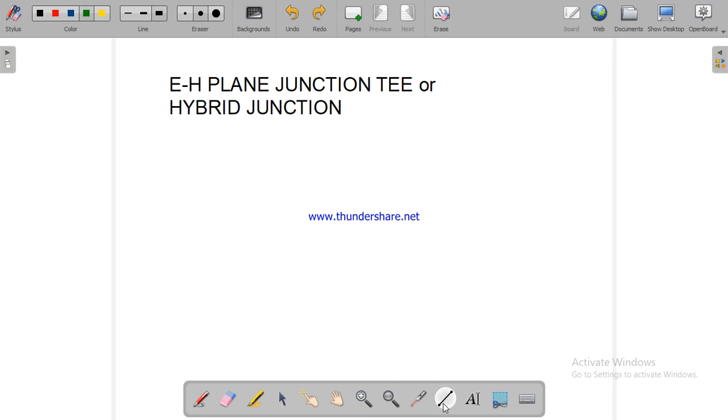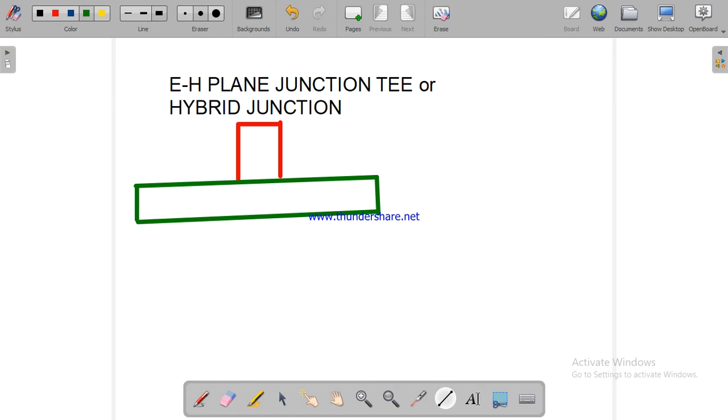Here, it is the combination of E plane T and the combination of H plane T. You already know the properties of E plane T as well as H plane T. For your understanding purpose, I am repeating again.